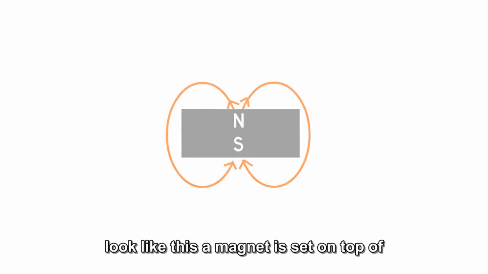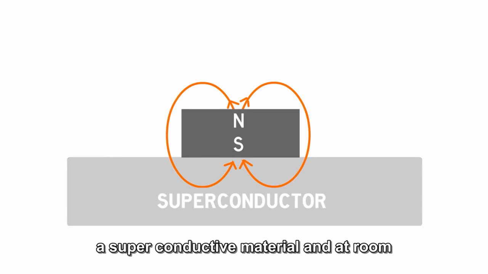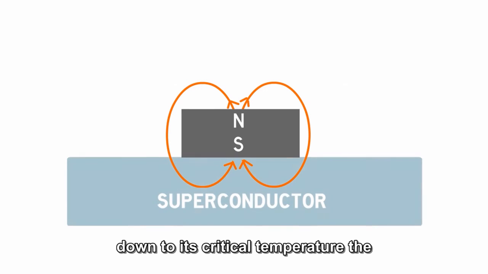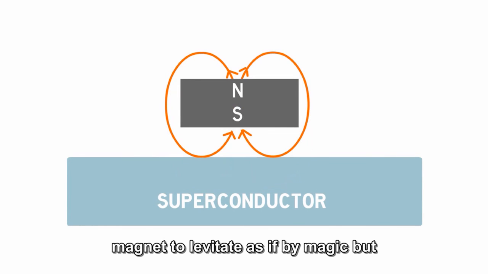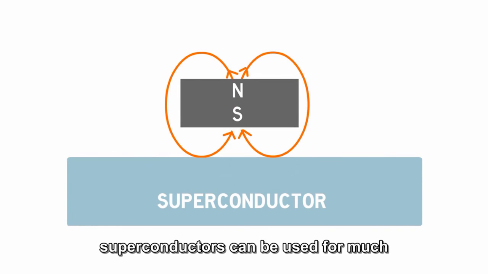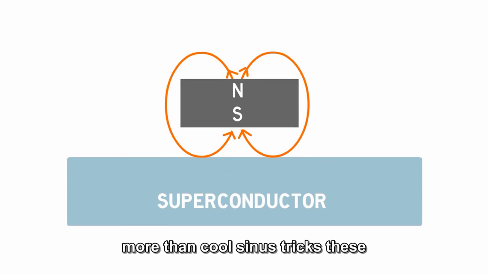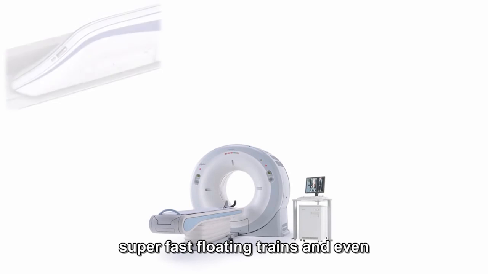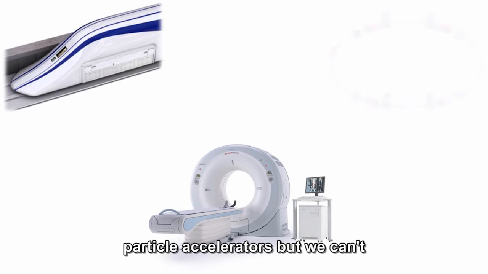A magnet is set on top of a superconductive material, and at room temperature, nothing really special happens, but when the material is cooled down to its critical temperature, the Meissner effect kicks in, causing the magnet to levitate, as if by magic. But superconductors can be used for much more than cool science tricks. These materials are used today in MRI machines, super fast floating trains, and even particle accelerators.